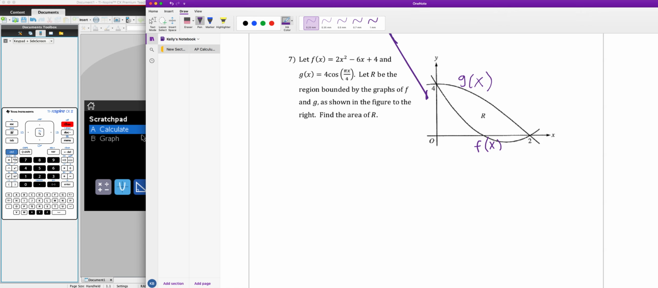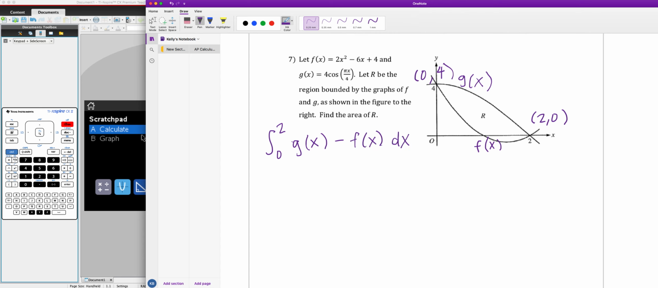So here, this coordinate pair, again for our reference, is going to be (0, 4), and then on the right side over here I'm at (2, 0). Because we're integrating with respect to x, I care about the x values on this. So we will get the integral from 0 to 2 of g of x minus f of x with respect to x.